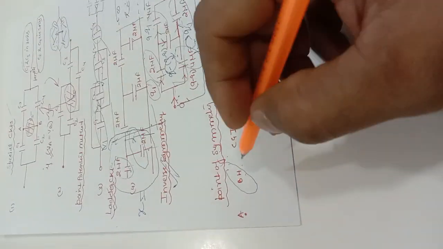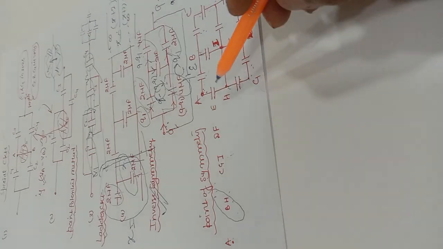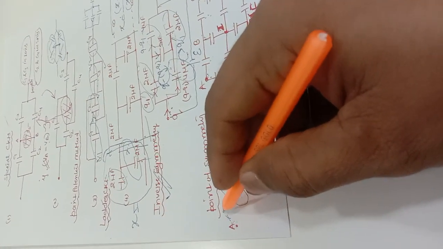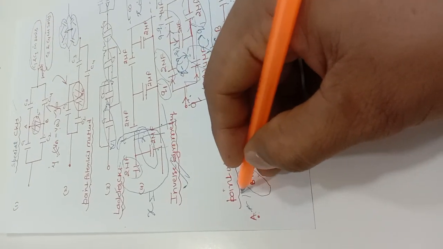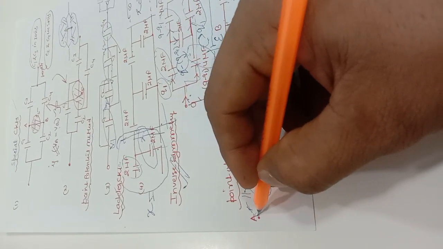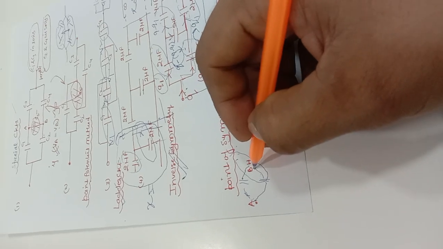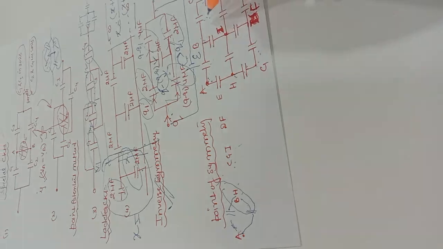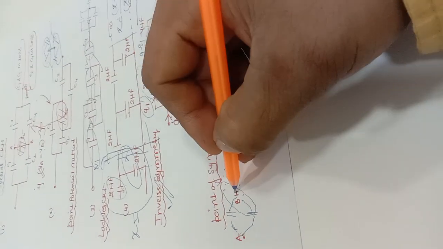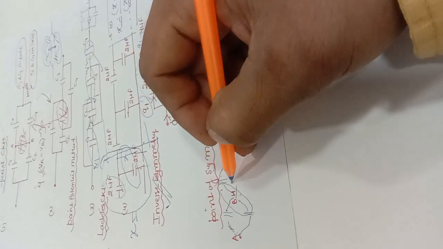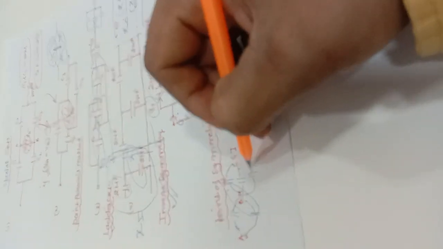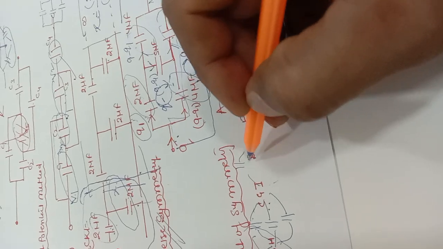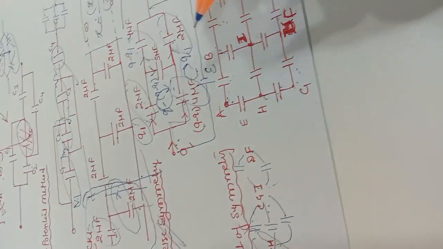So here we can say these are symmetric points, and how many capacitors are there we can calculate and connect. So here how many are there? 1, 2. Now here how many capacitors are there? 3. So we can add 1, 2, 3. And how many are there? 2, 2.